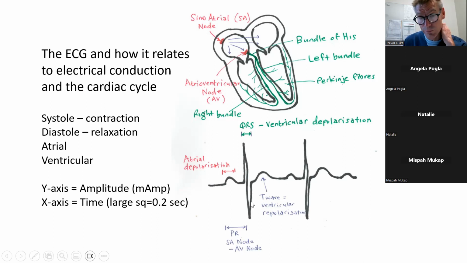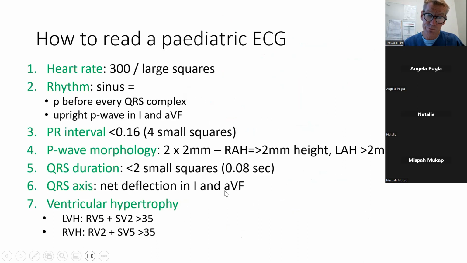So that's the way you can remember it. P pulmonale is a peaked P wave, and that's associated with pulmonary hypertension. P mitrale is a prolonged P wave, and that's caused by left atrial hypertrophy. And you can see that when you've got mitral stenosis. You can see it in other conditions too, but they're the reasons why they're given that name. So you need to look at the P wave morphology and decide whether it is normal or whether there's evidence of right atrial hypertrophy or left atrial hypertrophy.